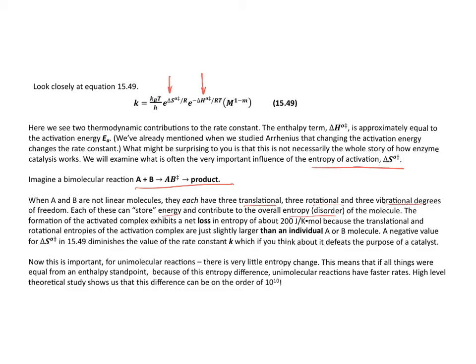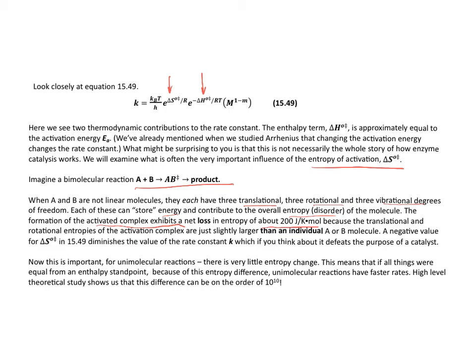The formation of an activated complex though, exhibits a net loss in entropy. If two big floppy molecules become one, what the calculations show in your text is you lose about 200 joules per K per mole, because the translational and rotational entropies of this large molecule is just a little bit larger than an individual A or B.